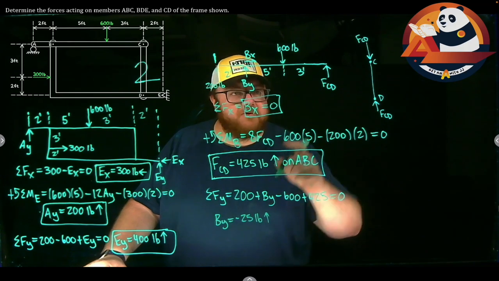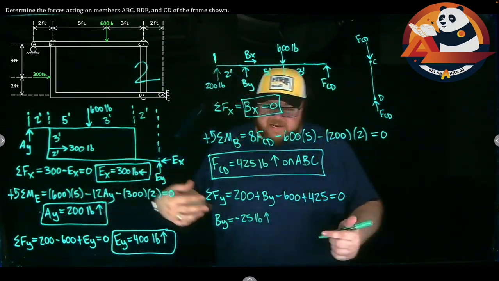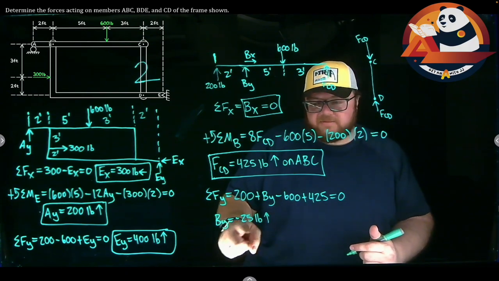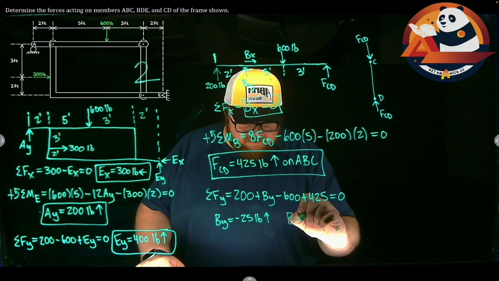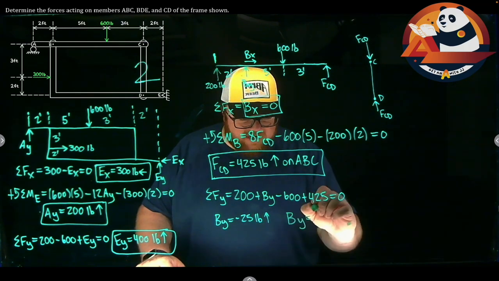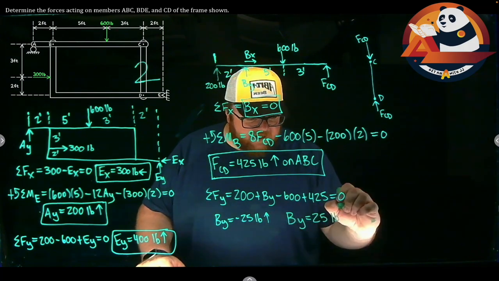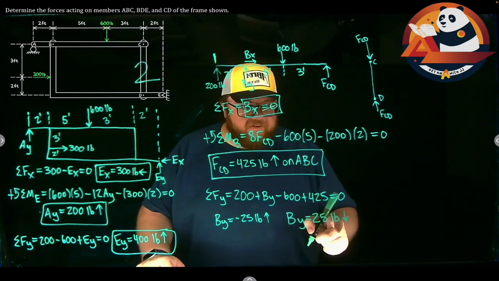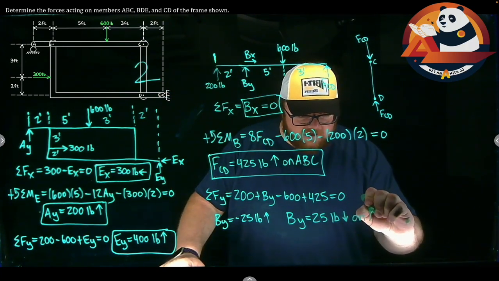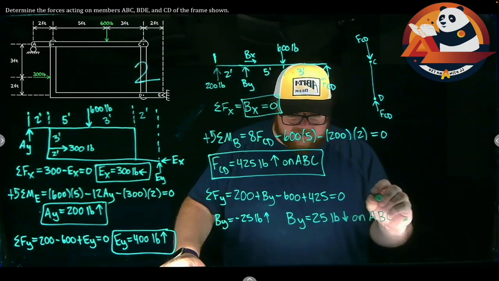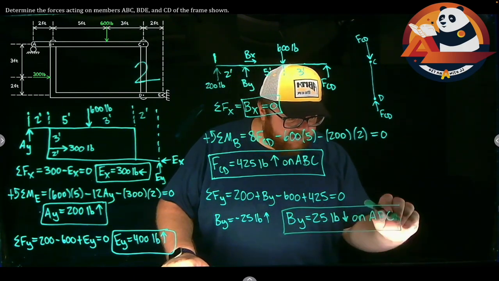That's when I guessed that it was going upwards. A negative up really is going downwards. We should always get our answer as a positive with the correct sign. So we'll take one more step. BY is, drop the negative, 25 pounds positive going down. And when we found that, we were working with member ABC. So on ABC, which is going to be our final answer for everything.